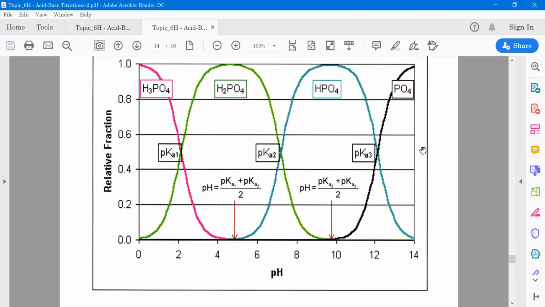What you can see here looks like those alpha curves we looked at in the last lecture, where we're looking at the concentrations, the relative fraction. We're looking at the concentrations of the various species as the pH changes. At very low pH, phosphoric acid has only 1 species present, H3PO4.